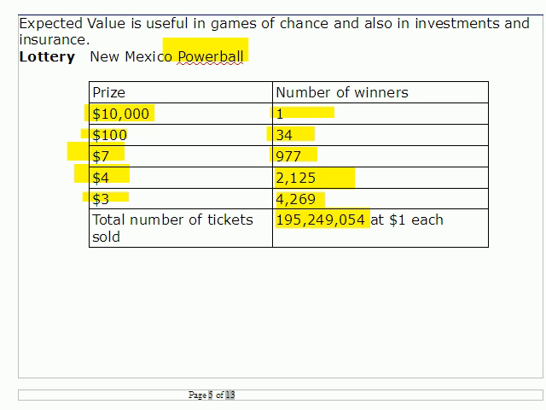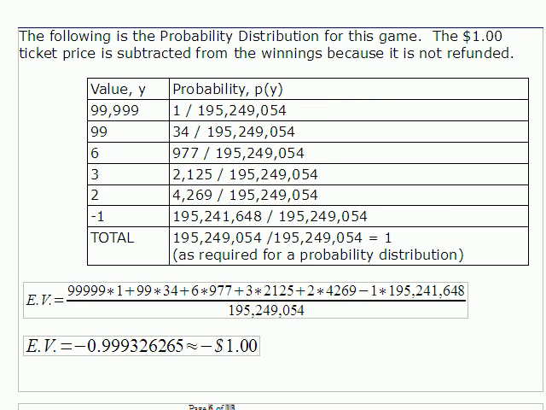Okay, so here's the scenario. From this we can calculate the probabilities of winning the $10,000, $100, $7, $4, $3, or simply losing the dollar. Now remember that you don't get your dollar back when you win the $10,000. They give you $10,000, but you had to pay the $1 in, so you're really winning $9,999. Okay, so here's the value. This is what you're going to get back. Remember, do the calculation completely. You don't win $10,000, you win $9,999 because the $1 left your pocket.